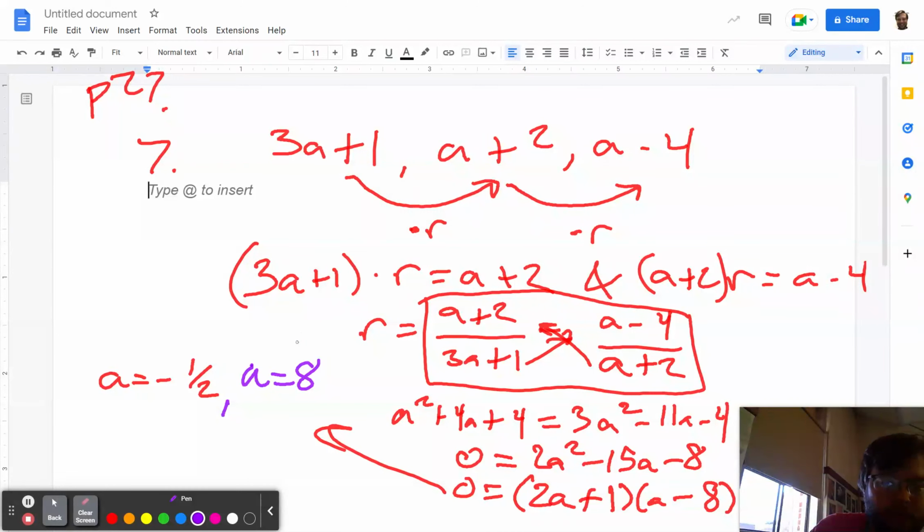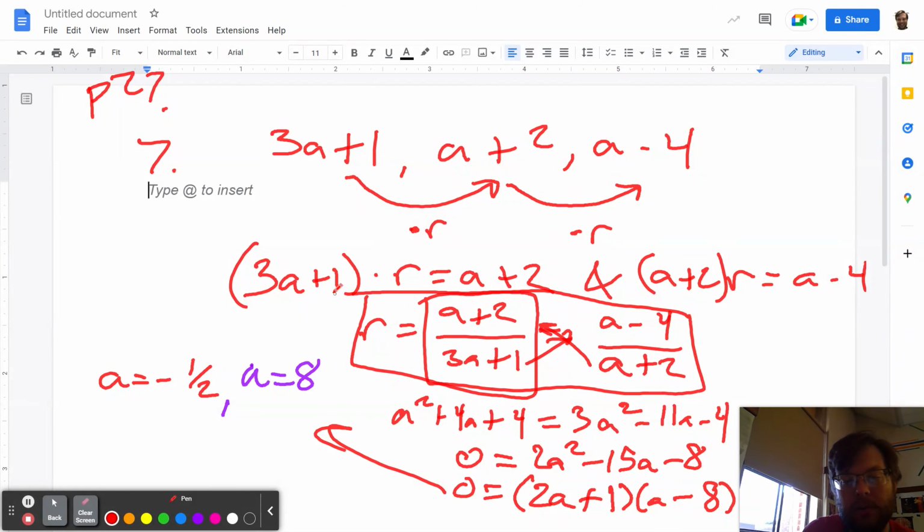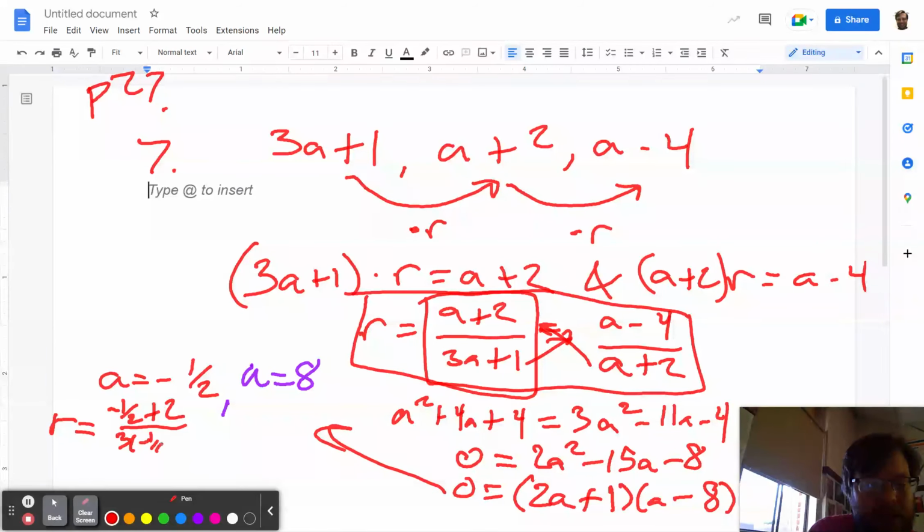And those give me two different answers for r. So I'm going to go back here. We substituted what r is. r is equal to a plus 2 over 3a plus 1. So according to negative 1/2, we have negative 1/2 plus 2 over 3 times negative 1/2 plus 1. What does that come out to be? 1.5. And that's negative 1.5 over negative 0.5. So I guess that makes an r value of negative 3.